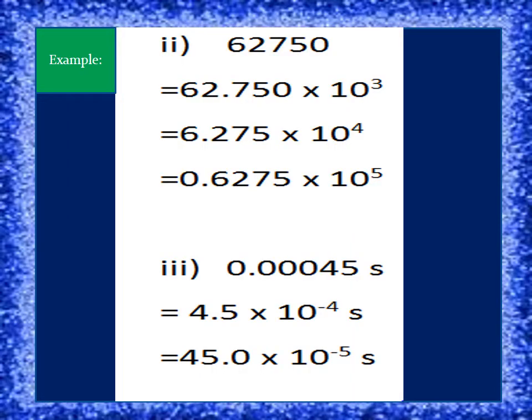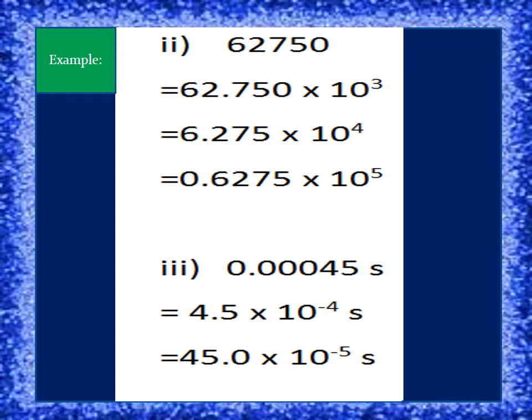Here I have another example for you: 62750. You can also write this value as 62.750 times 10 raised to the power 3. When you move your point 3 places, then you write 10 raised to the power 3. You can also represent it in power of 10 by moving your point 4 places, then you will write 6.275 multiplied by 10 raised to the power 4.